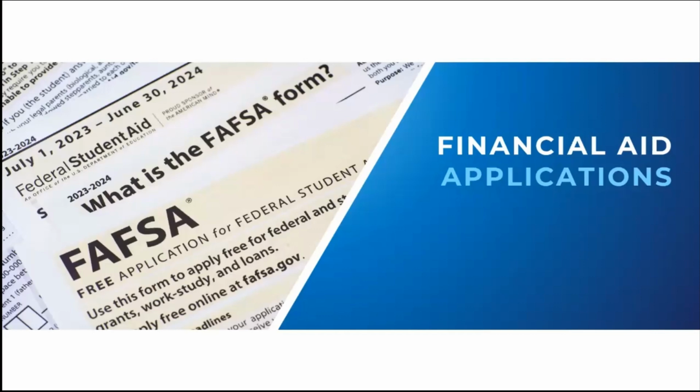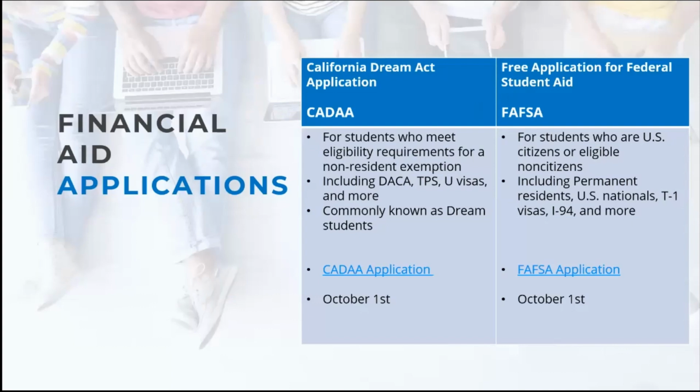So we're going to first start with the financial aid application. We have two different routes of applying for financial aid. One is specific for students who are DREAM eligible or AB 540. And then also we have the application for federal student aid, and that would be US citizens or eligible non-citizens. If you have questions about which one you should apply for, please feel free to reach out to us and we can help you navigate that decision.